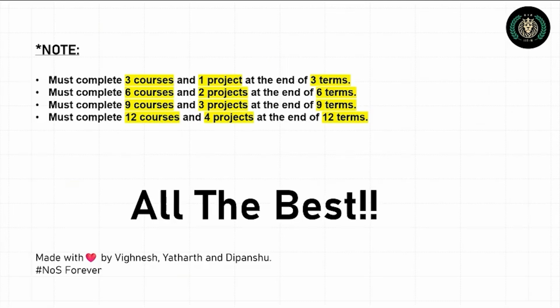Next, we have some newly introduced guidelines for you guys. You must complete 3 courses and 1 project at the end of 3 terms, 6 courses and 2 projects at the end of 6 terms, 9 courses and 3 projects at the end of 9 terms, and all the courses and all the projects maximum 12 terms.